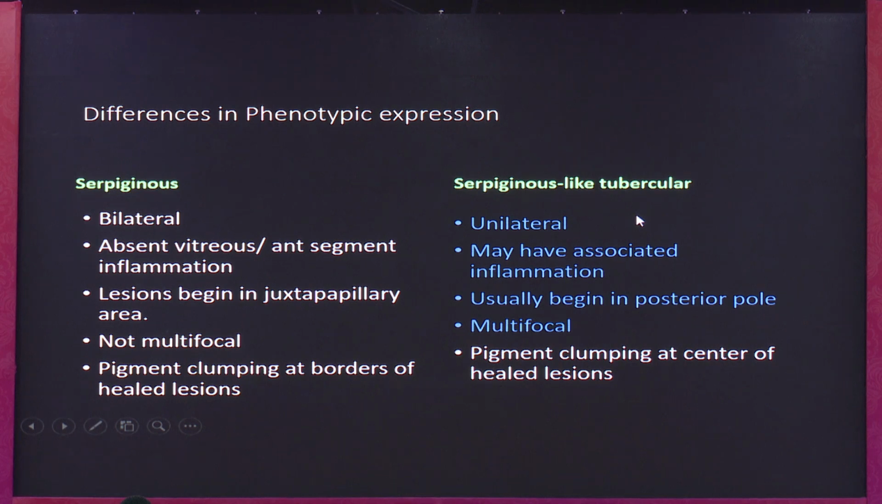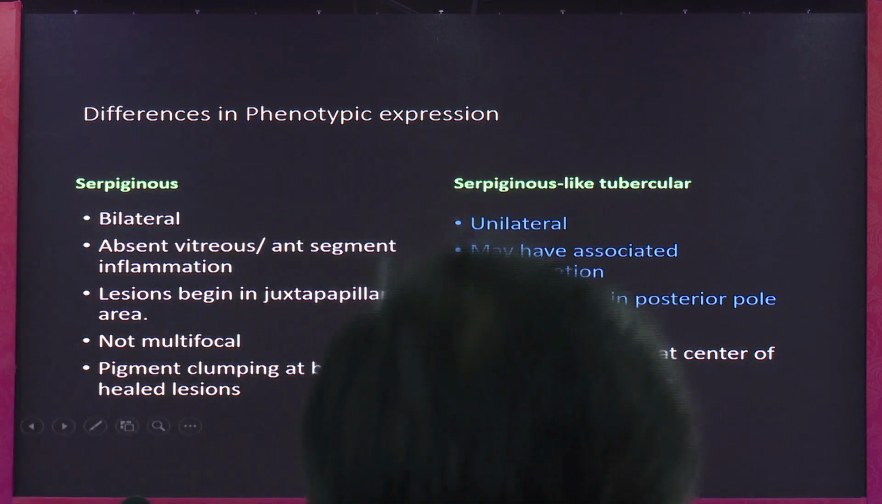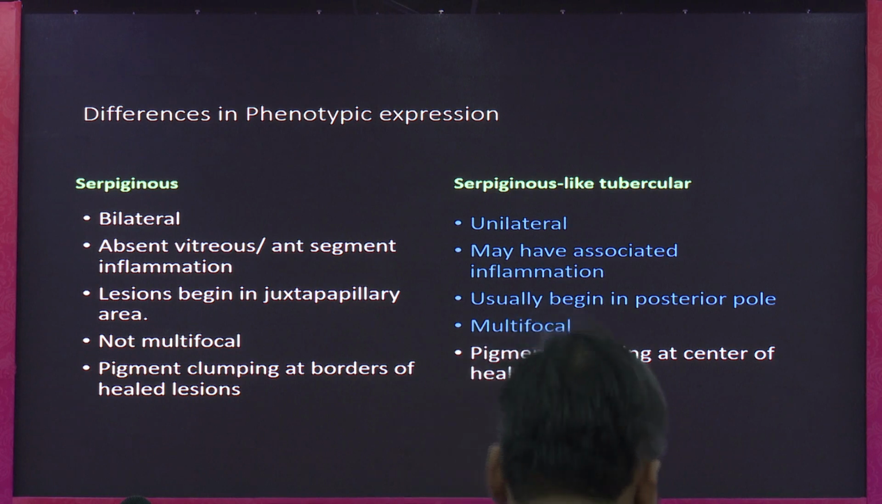The serpiginous, which is like TB, tends to be unilateral, and may have associated inflammation. It usually begins in the posterior pole and not peripapillary, like I showed in the previous case of classic serpiginous. It has to be multifocal, and there will be pigment clumping at the center, and the lesion will be active along the edges.